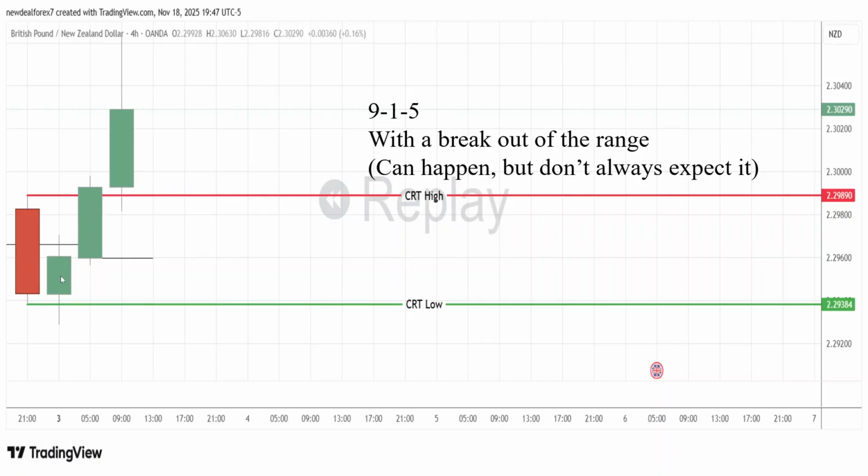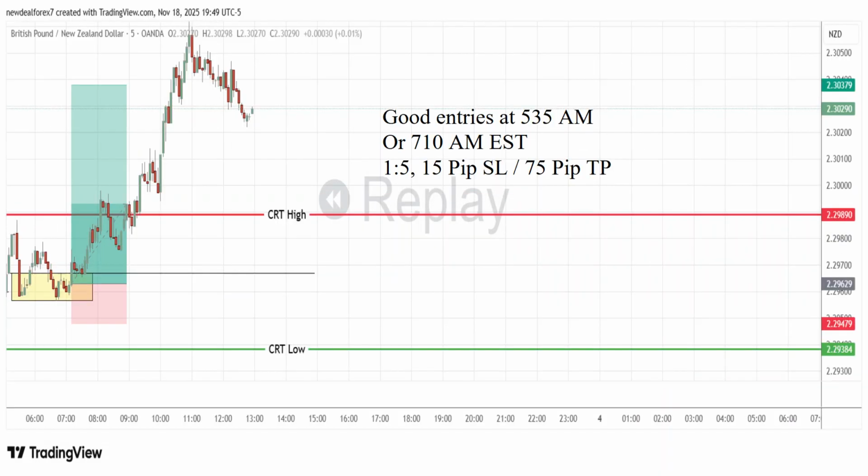When I come to the charts, these are the main candles I'm looking for. I'm looking for a doji right here in this time frame, and then I'm expecting a big move up. There are times where price will break out of the range, but don't expect it. Just know that it's possible.